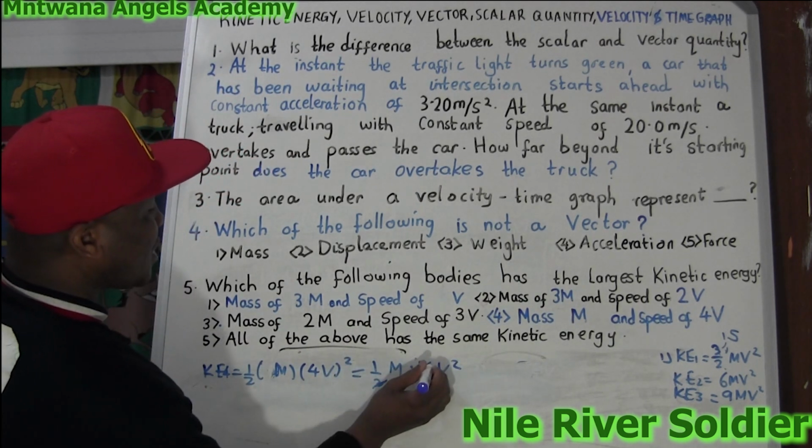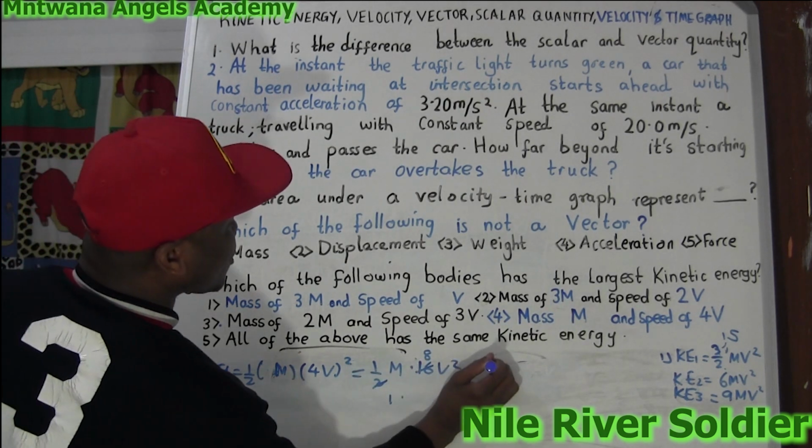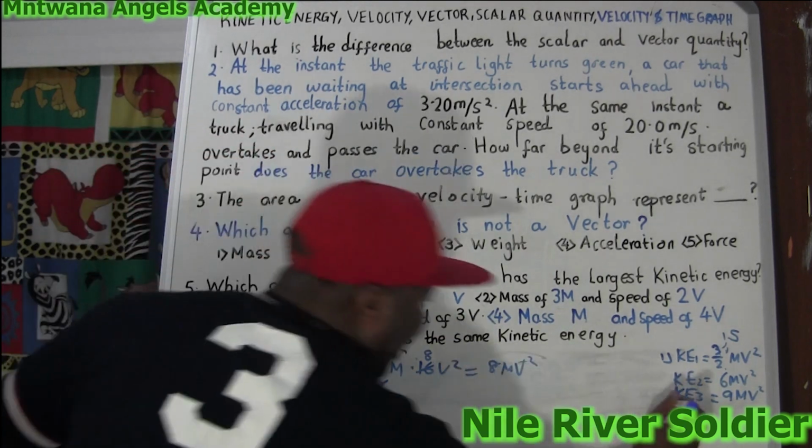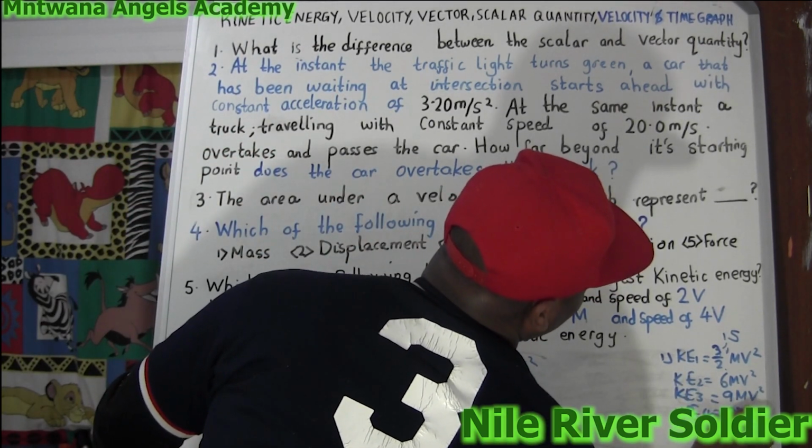A half times 16 is going to be 8, so it's going to be 8mv squared. So kinetic energy 4 equals 8mv squared.